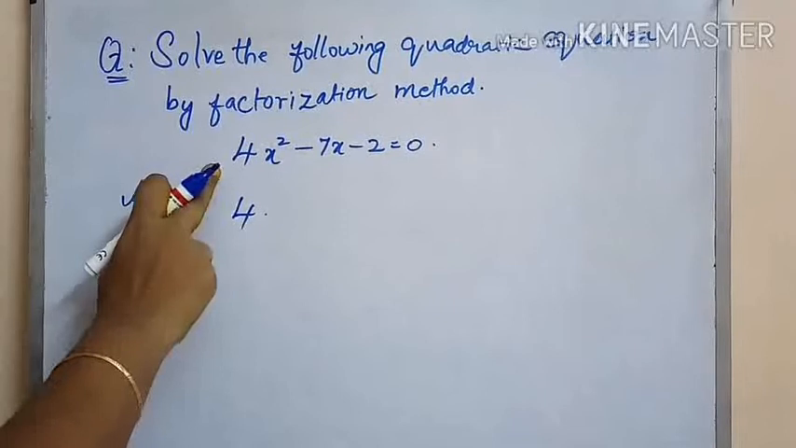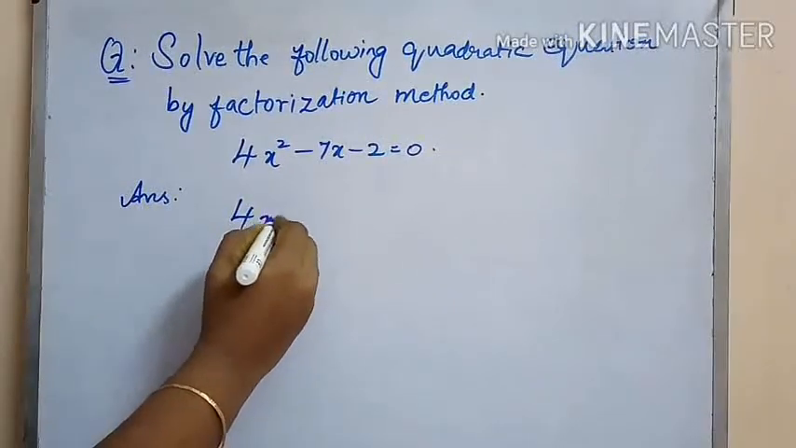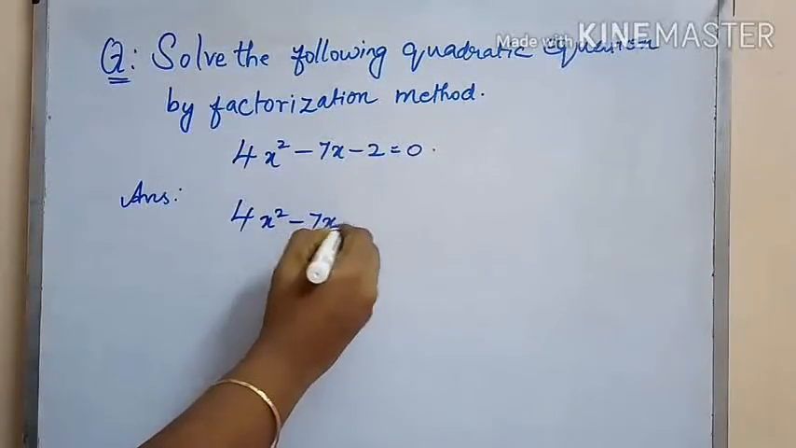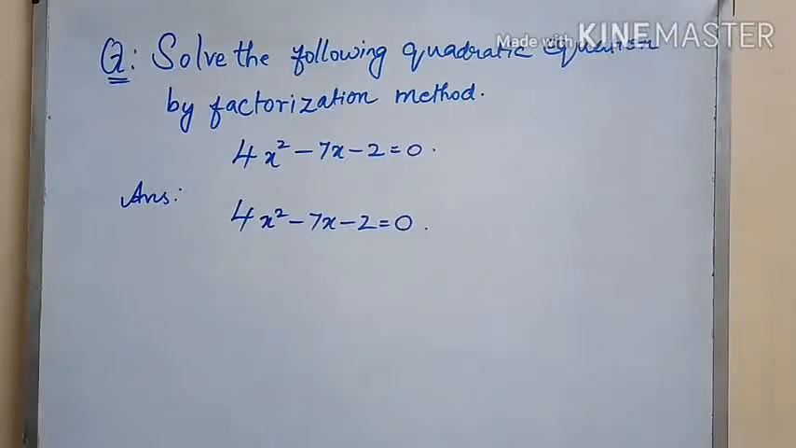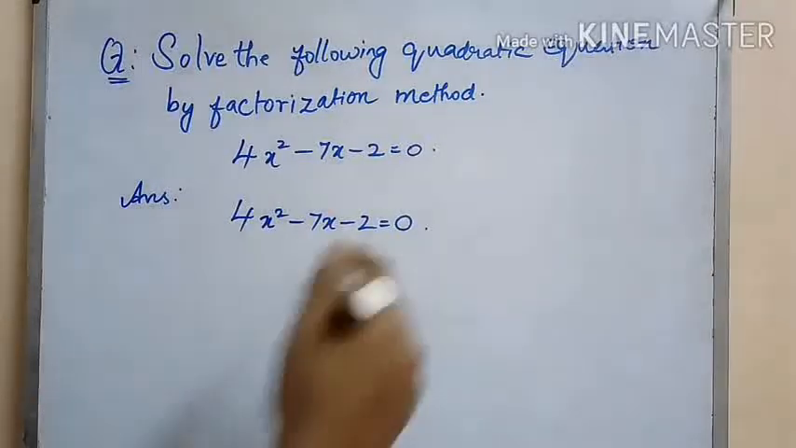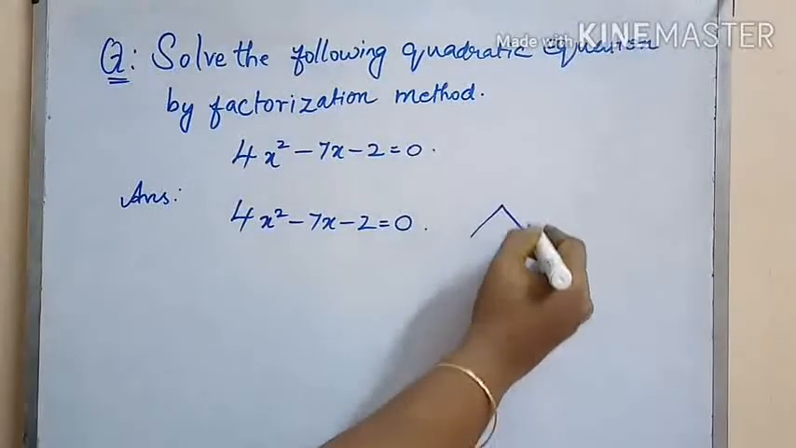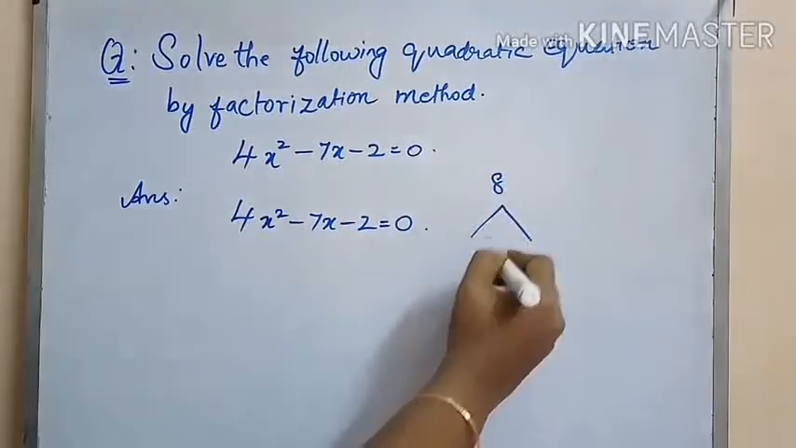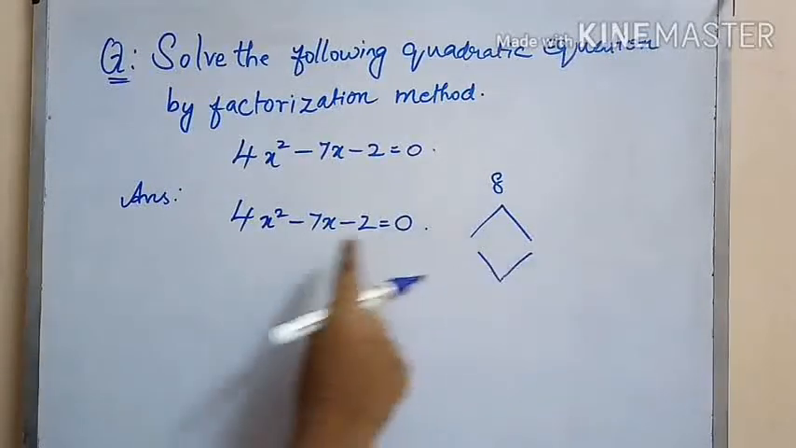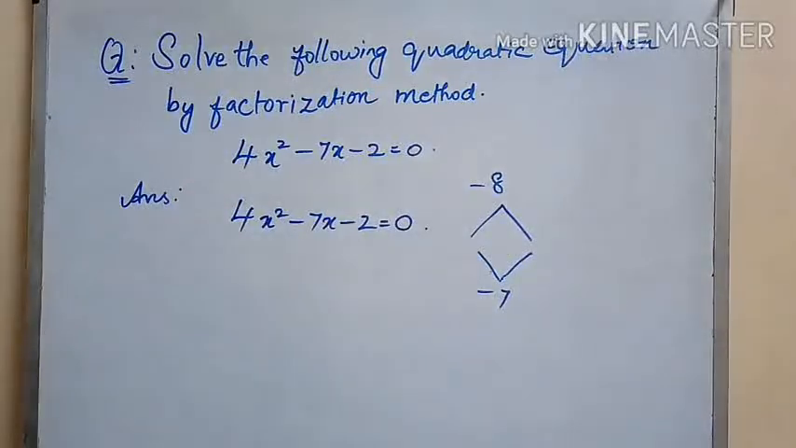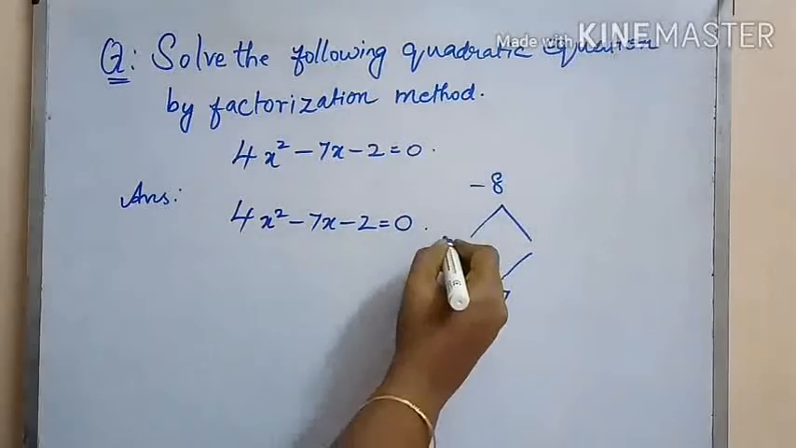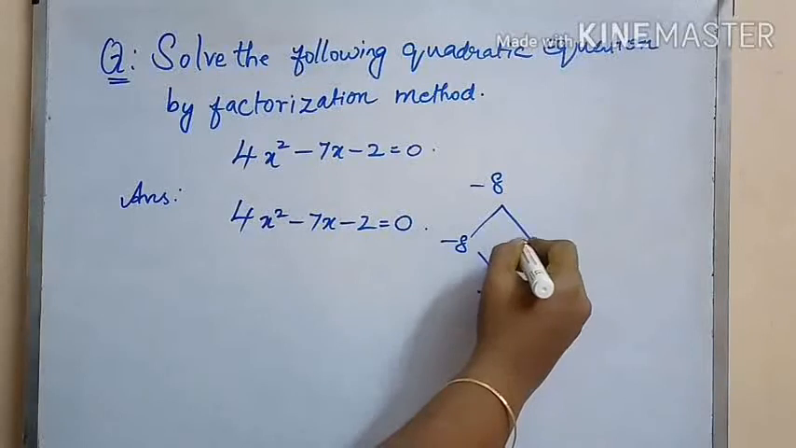In today's session, we have the problem: solve the following quadratic equation by factorization method. 4x squared minus 7x minus 2 is equal to 0. Choose two numbers such that the product is minus 8 and the sum is minus 7. Hope you can guess. The numbers are minus 8 and plus 1.